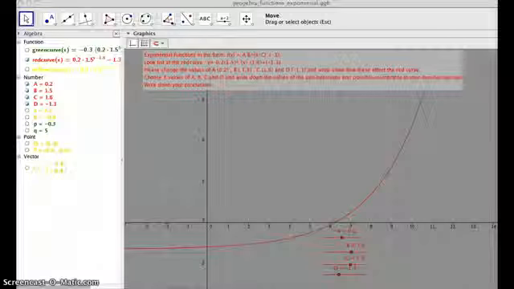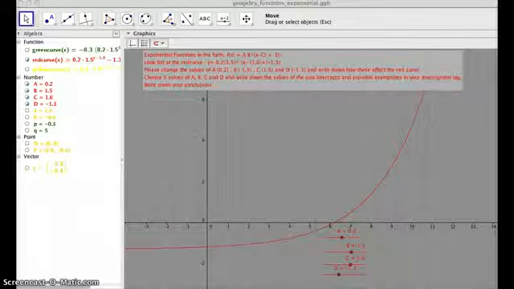Hello, this is a mathematical demonstration using GeoGebra dynamic worksheets to explain how exponential and logarithmic functions work. We're going to start first with exponential. So we have an exponential function in this form.